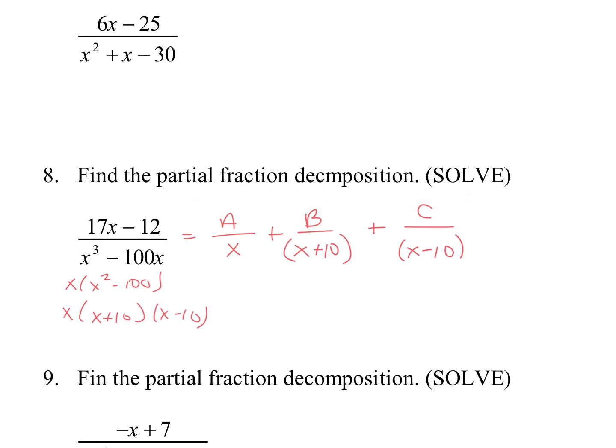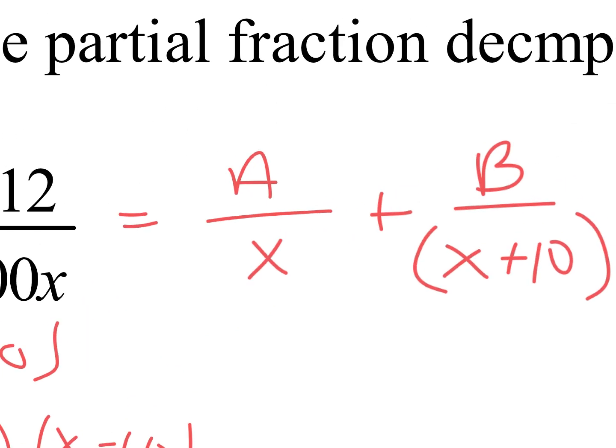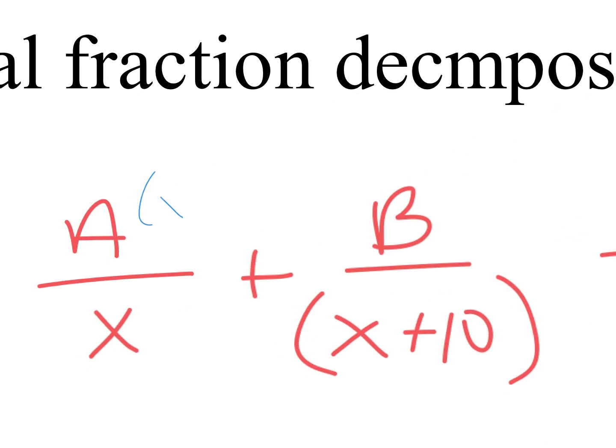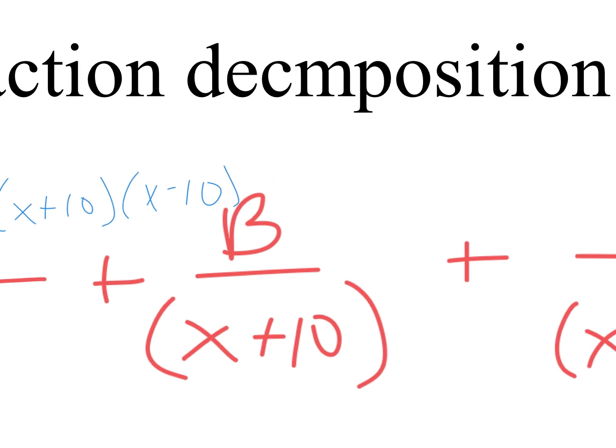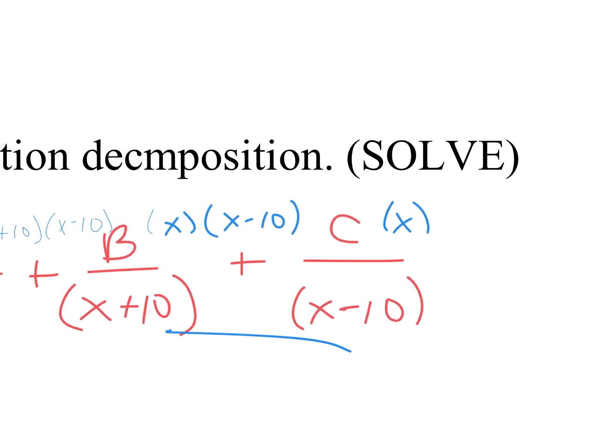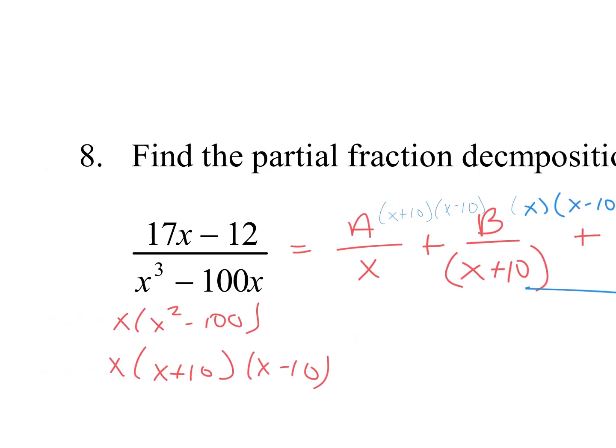Now, how do we go about solving? What would I have to do? What do I have to look at? I have to say, okay, A has the x. What is it missing? X plus 10 and the x minus 10. B has the x plus 10. What is it missing? From the other denominators, what is it missing? The x and an x minus 10. C has x minus 10. What is it missing? X and x plus 10. Then you would now say to yourself, oh, okay, now the left-hand side looks the same as the right.